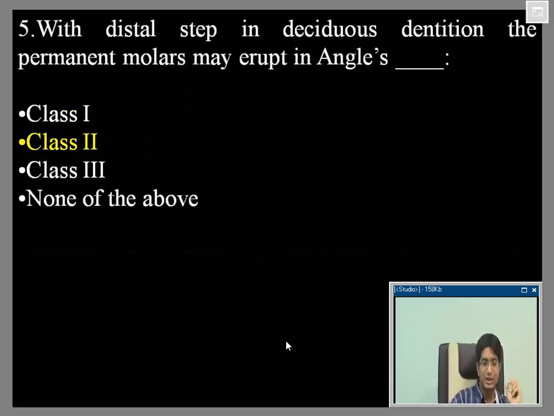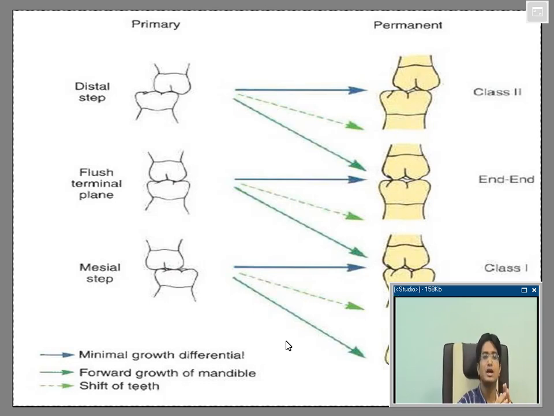Okay, with a distal step in the deciduous dentition, the permanent molar may erupt in Angle's, the obvious answer is class 2. I'll explain what the flush terminal plane, mesial step and distal step are, and what they can lead to. I'll show a diagram in the next slide. Here you can see the primary dentition and the permanent dentition. In the primary dentition, a line is drawn from the distal of the upper and lower primary molars. The first one is the distal step. The line drawn from the upper primary molar to the lower primary molar will give a distal step, the same thing in flush terminal will give a straight line, and for mesial step it will give a mesial step.